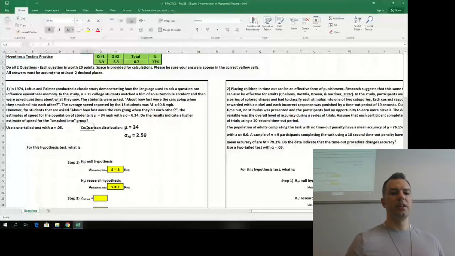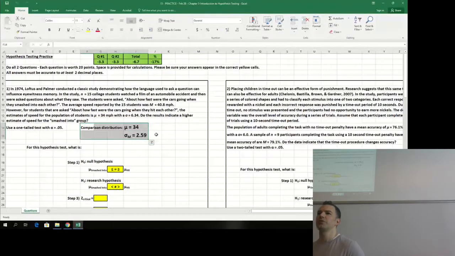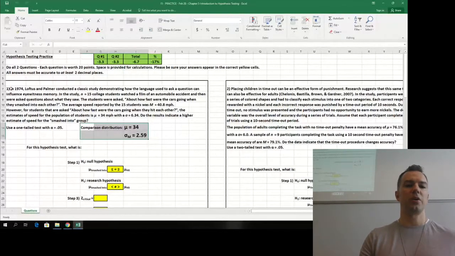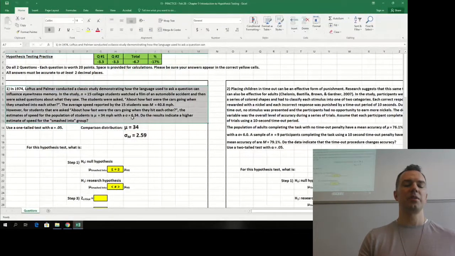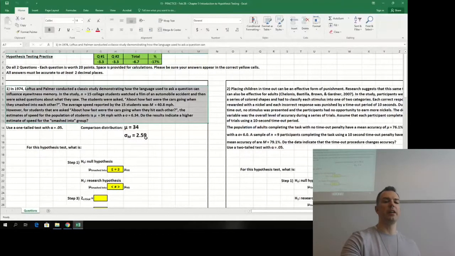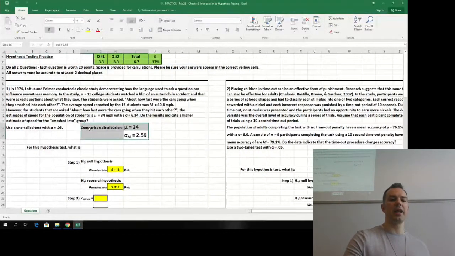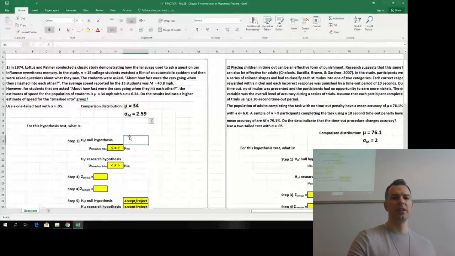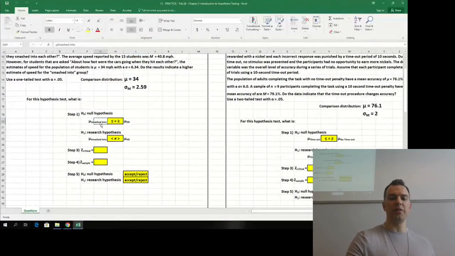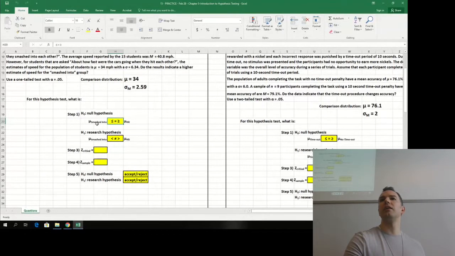The only difference is that for practice purposes, I made the comparison distribution very evident, that's the distribution that you will use. In the exam, it will be in the paragraph itself. So it will say something like the population of students have a mean of 34 miles an hour with a standard deviation of 6.34. The comparison distribution has a mean of 34 and a standard deviation of 2.59. So that's the only difference. It's just not going to be as in your face and bold in terms of which distribution you need to use. It's still going to be the comparison distribution, but you will still be given the information for the null hypothesis. You just choose the sign to make it correct.